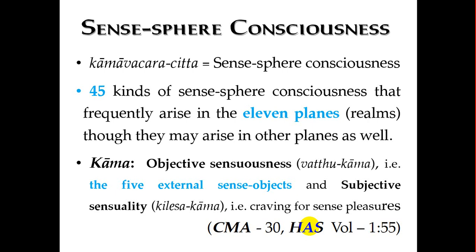So those are Kāmāvacara-citta, sense sphere consciousness, and desire to hear something. So you have those types of mind. Those minds are called sense sphere consciousness because they are connected with the senses. They are connected with the craving for sense pleasures, right?